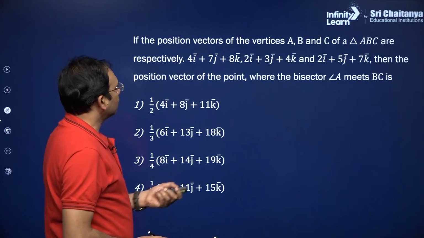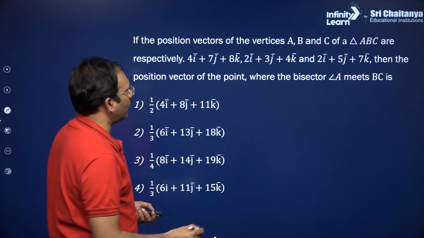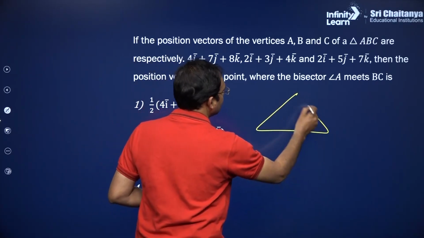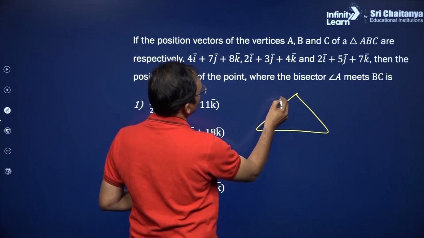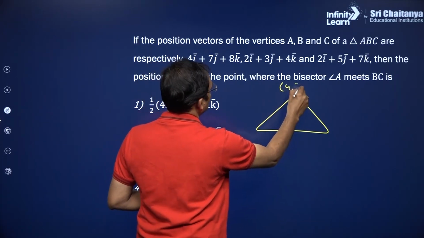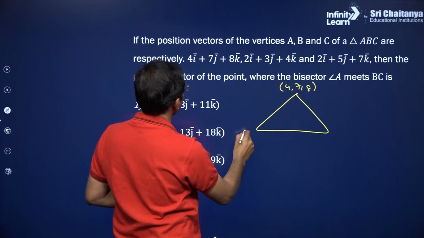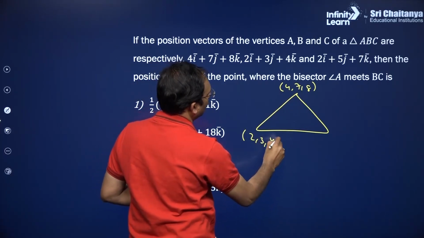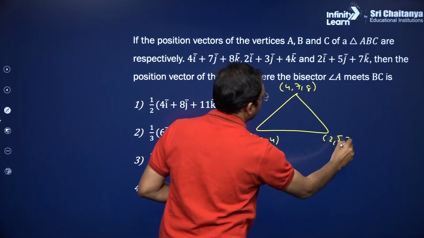Next, my dear friends, the position vectors of the points A, B, C are given. Whereas A is 4, 7, 8, B is, you can say 2, 3, 4, C is 2, 5, 7.